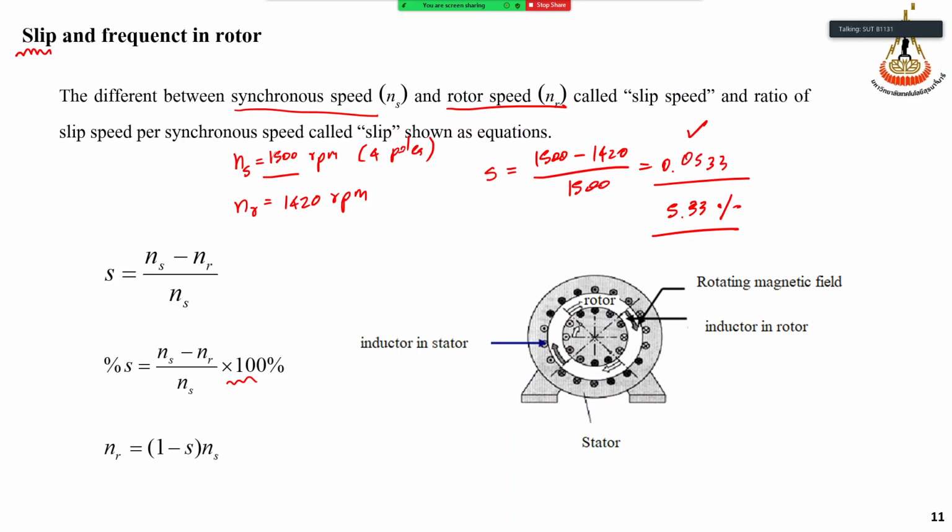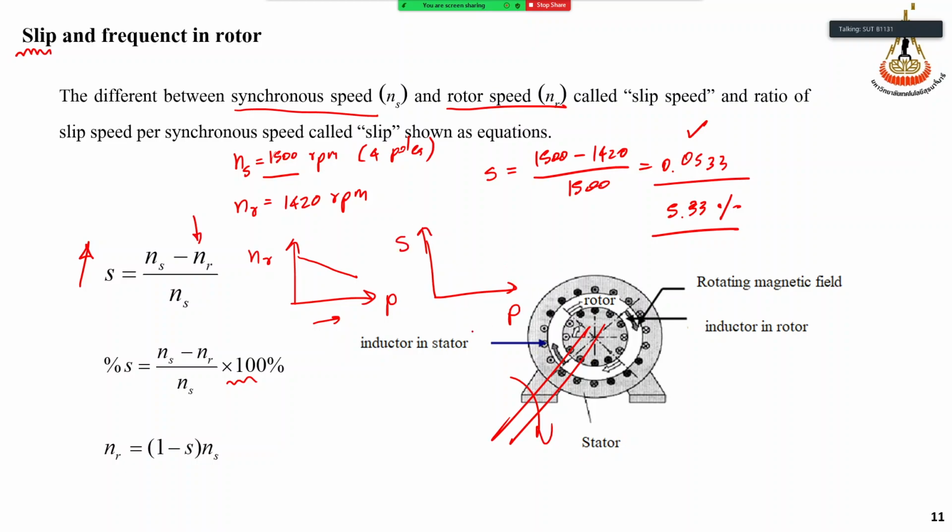So from this equation, if the slip is more, it means the motor is taking more load, right? If Nr decreases, it means that slip will increase, right? So Nr decreasing means that the motor is taking a higher loading level, right? If we plot in power, Nr will drop when we take more load, right? But if we plot in slip terms, if we take more power output, the slip will be more, right? Slip will increase, right?